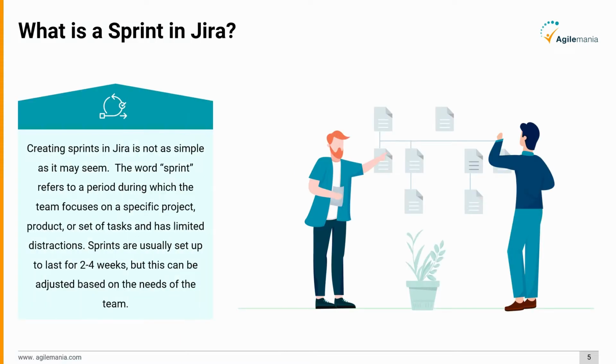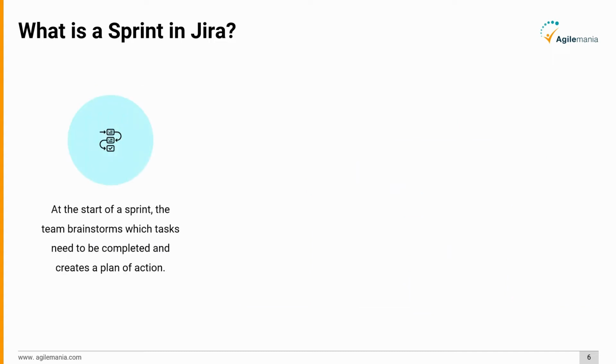Creating sprints in Jira is not as simple as it may seem. The word sprint refers to a period during which the team focuses on a specific project, product, or set of tasks and has limited distractions. Sprints are usually set up to last for 2 to 4 weeks, but this can be adjusted based on the needs of the team. At the start of a sprint, the team brainstorms which tasks need to be completed and creates a plan of action.